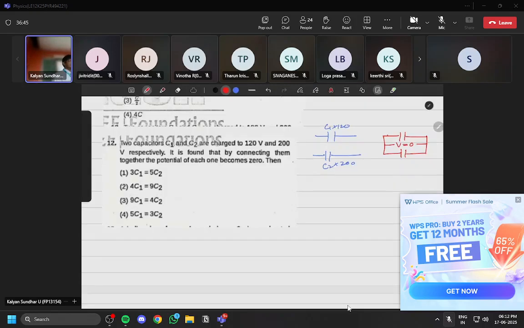Now if you take charge, here this C1 into V is nothing but the q1 value, C2 into V is the q2 value. Correct? This same charge is going to be here, because the potential has become zero, right? The only thing is they are going to be redistributing themselves. So what will Q net be?